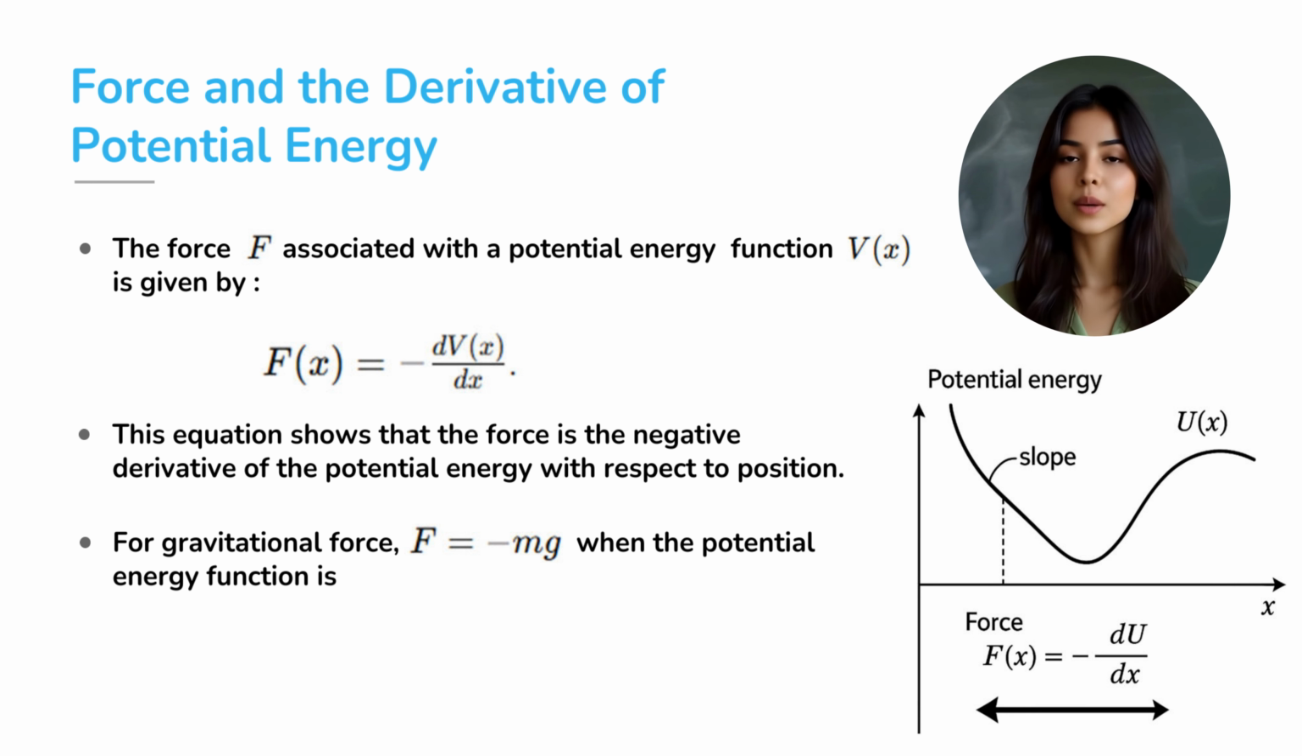For example, with gravity, the force acting on an object is simply F equals negative m times g. That's the force pulling everything toward Earth. And that's the force that's storing all that potential energy when you lift something up.